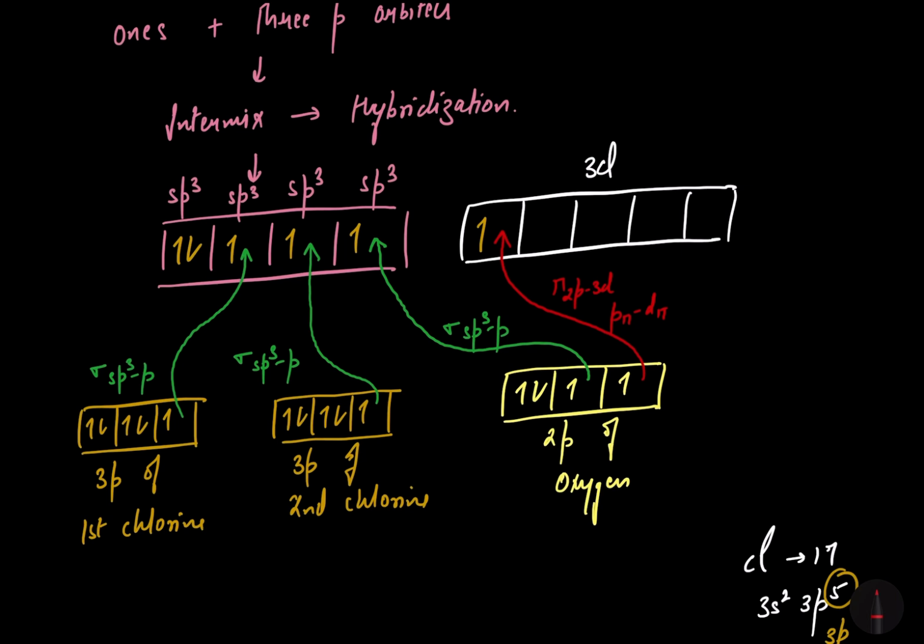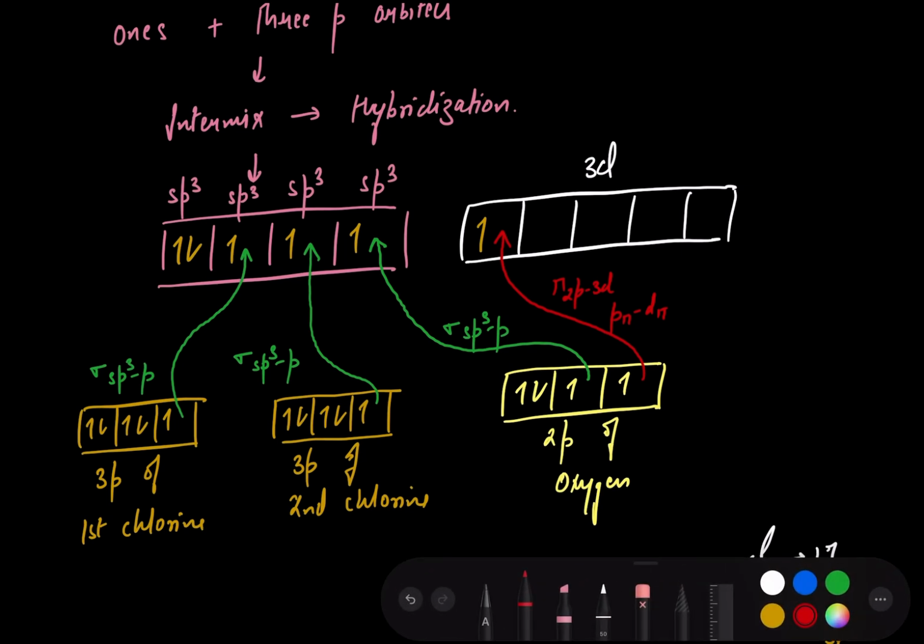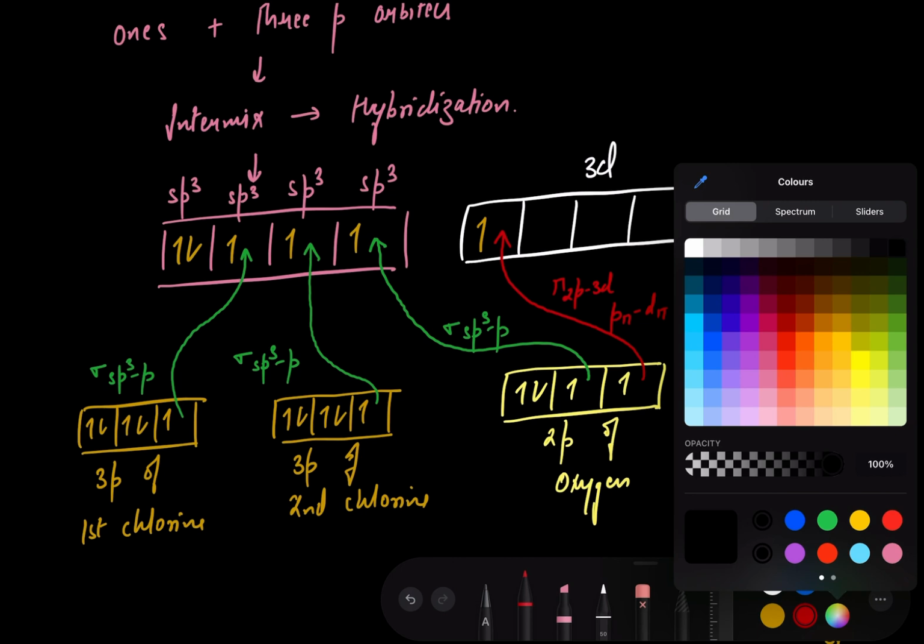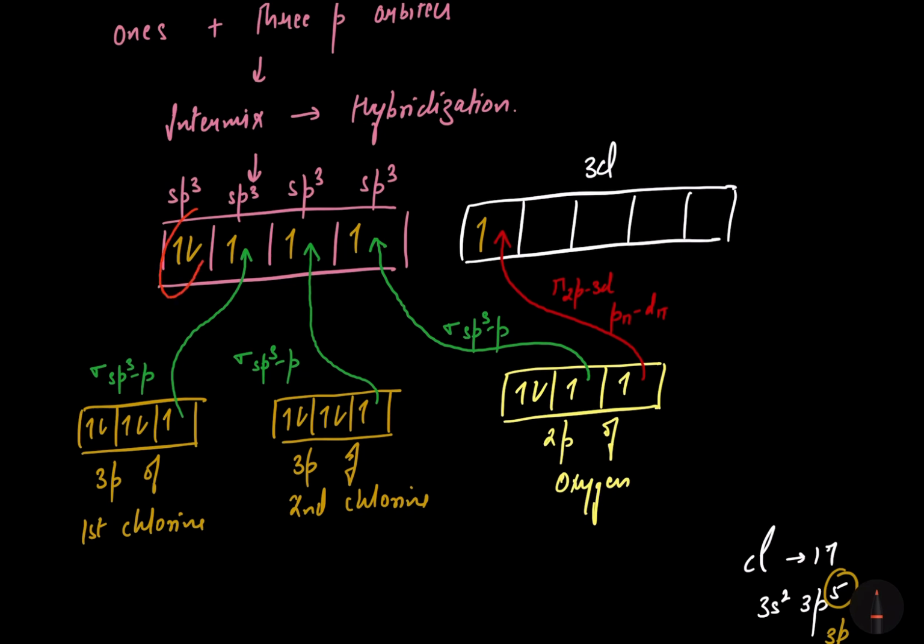Now here we are left with one thing. In one of the sp3 hybrid orbitals, we are having 2 electrons, and these 2 electrons will be counted as the lone pair of electrons. Lone pair of electrons in one of the sp3 hybrid orbitals of the sulfur.